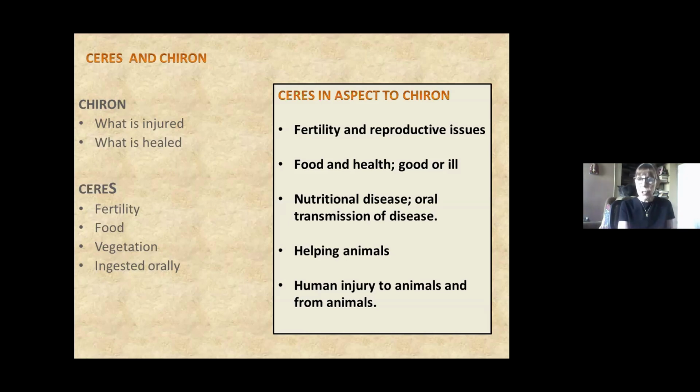Certain diseases, in fact, even if we looked at COVID people, we might even see some, I don't know, we don't have enough information yet. Someday it'll be interesting to see what people had when they got infected. But at any rate, other diseases that have oral transmission have some Ceres Chiron likelihood. So it also has to do with animals. And Ceres Chiron has to do with helping animals, and it also has to do with human injury to and from animals.